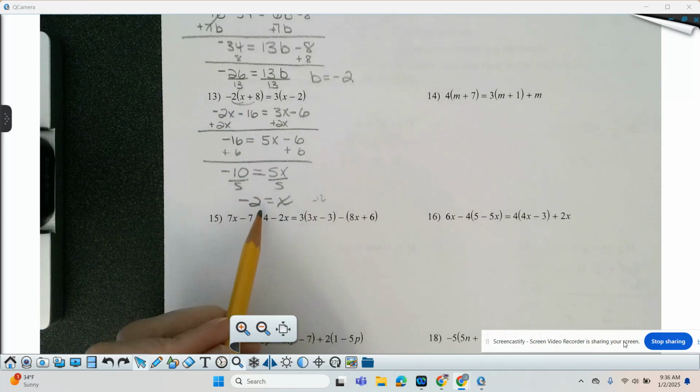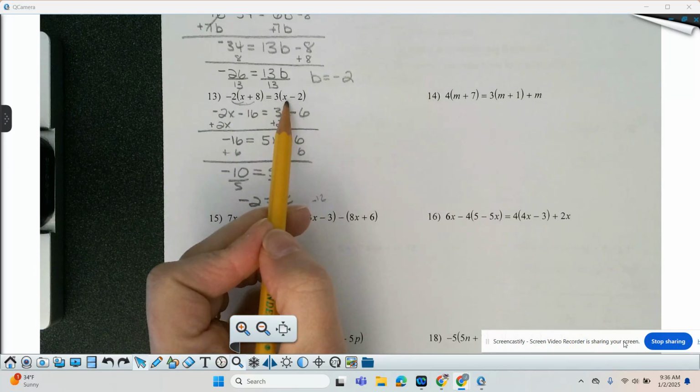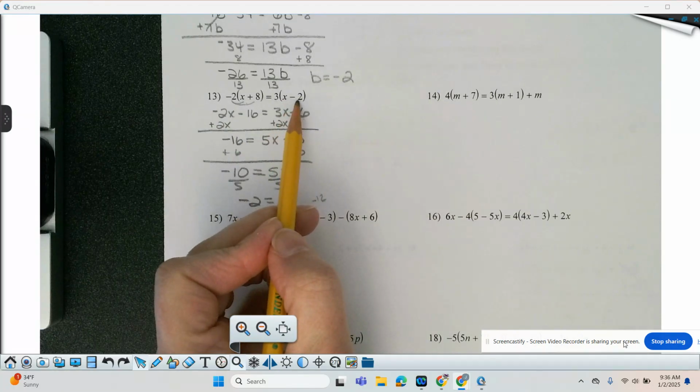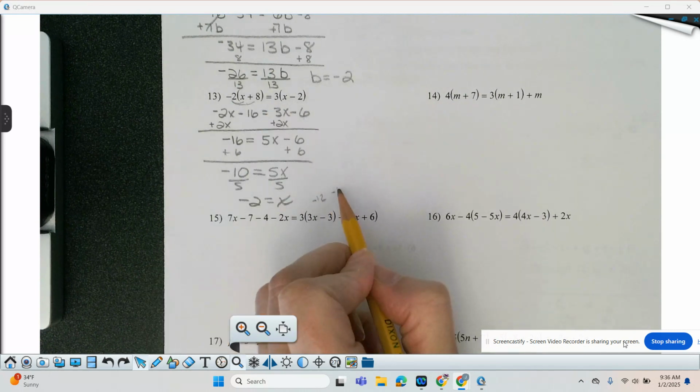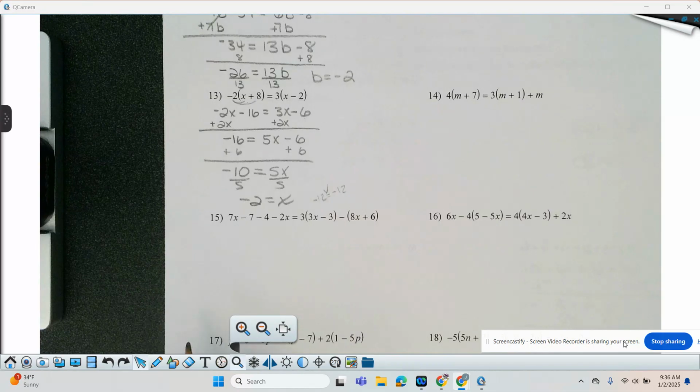And if I put a negative in here, that's a negative 2, and a negative 2 is a negative 4. Negative 4 times 3 is a negative 12, and negative 12 equals negative 12, so it checks.